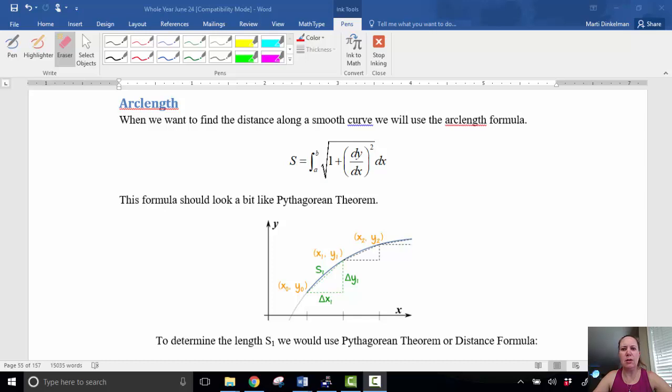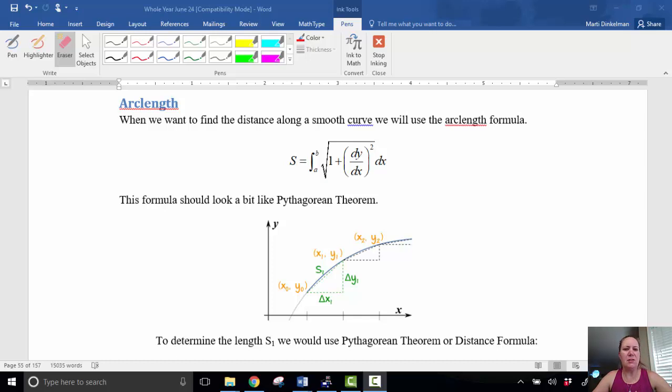This is a pretty short section. We just really have to memorize the formula. I'm going to talk a little bit about how we get that formula. We can see that the arc length formula is just the integral from a to b of the square root of 1 plus (dy/dx) squared, and then dx. Again, we could switch the variables if needed on those.